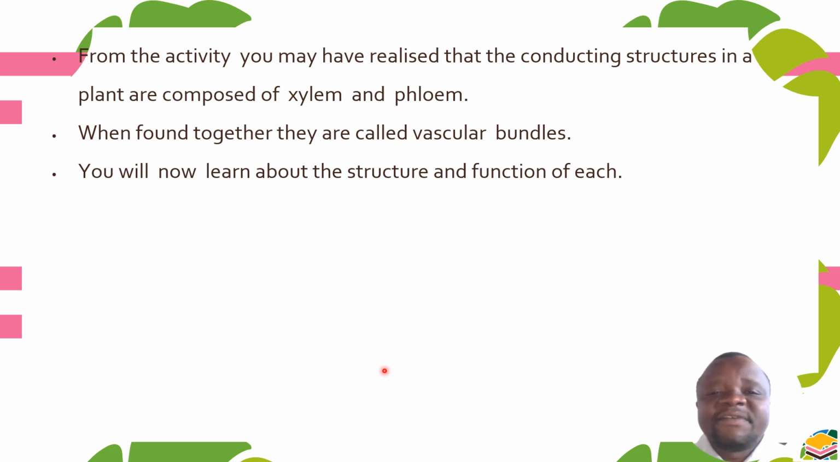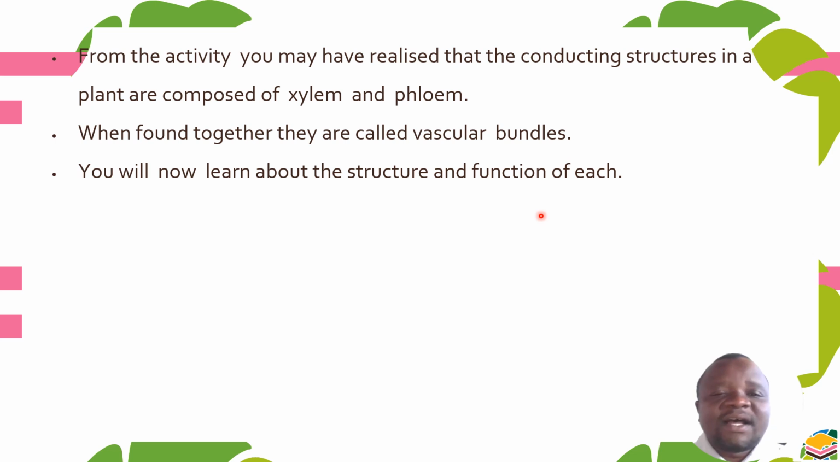So from the activity, you realize that the conducting structures in plants are composed of the xylem and the phloem tissues, which are the conducting tissues in plants. When found together, they form what we call the vascular bundle. Collectively, the xylem and the phloem make up the vascular bundle. So you now learn about the structure and function of each of these tissues.